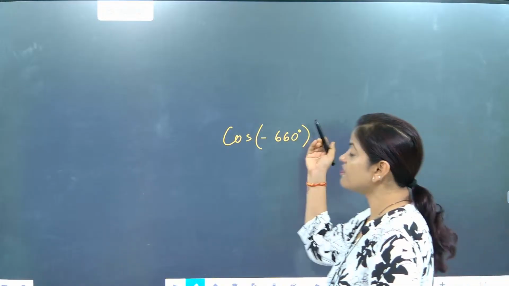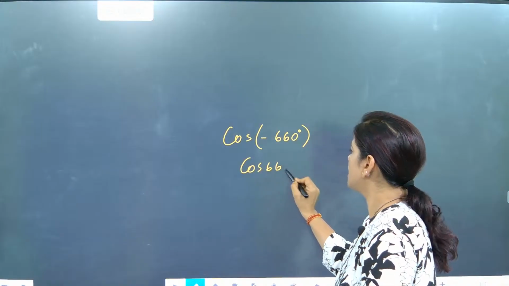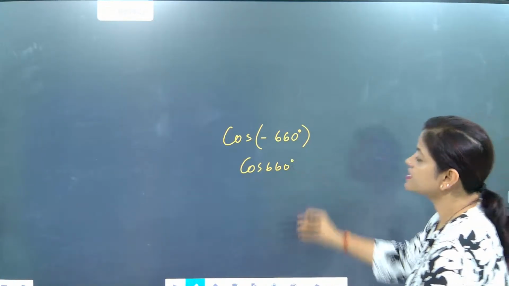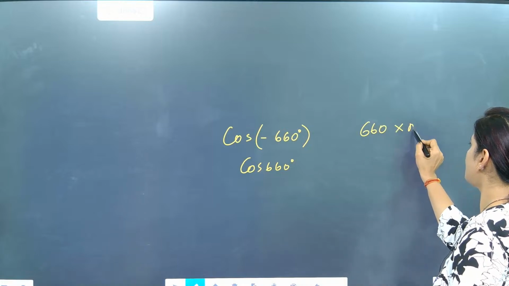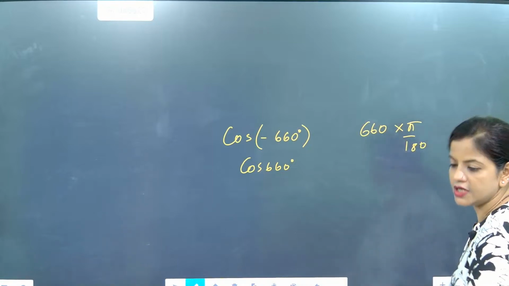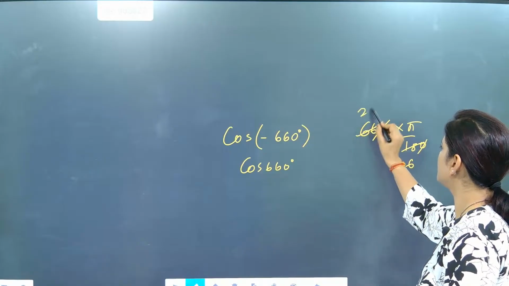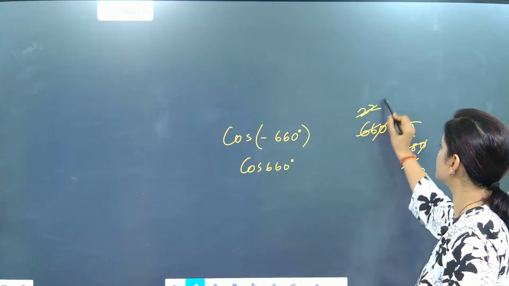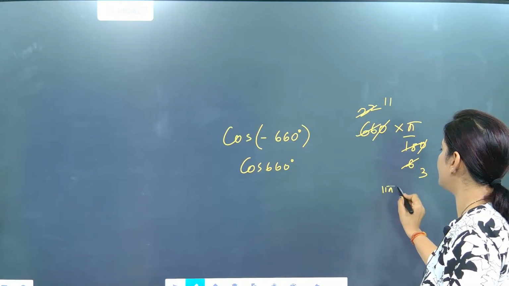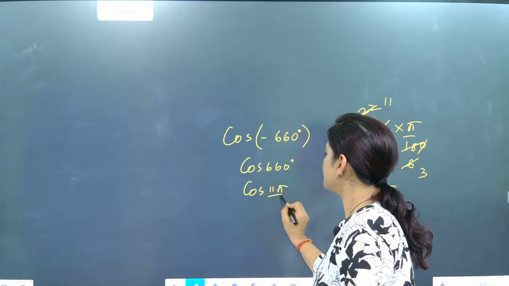First work: cos of minus theta. We know cos of minus theta is cos theta. Another technique: 660 conversion into radian. So degree into pi by 180. Done. 0, 0 cancel. 3 6s are 18, 2 2s. Then 2 3s are 6, 11. So it is coming 11 pi by 3. It is coming as cos 11 pi by 3, beta.